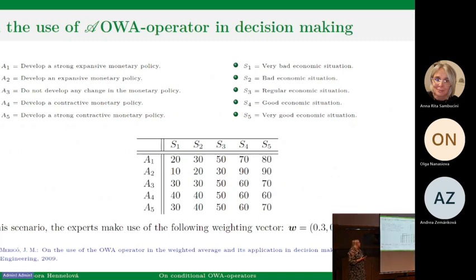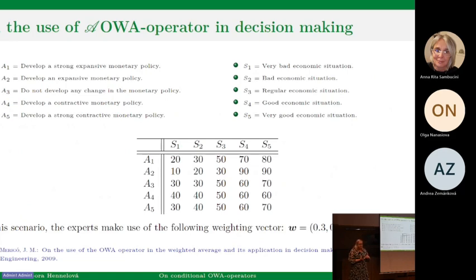And I would like to present a numerical example in decision making involving selection of strategies. Our analysis centers around an economic issue concerning a country's monetary policy. The government has 5 options: develop a strong expansive monetary policy, develop an expansive monetary policy, make no change in the monetary policy, develop a contracting monetary policy, and develop a strong contracting monetary policy.